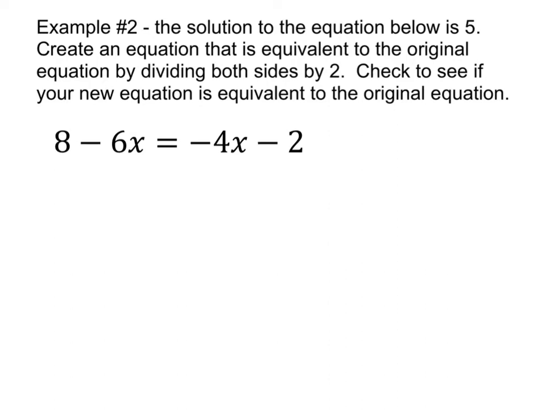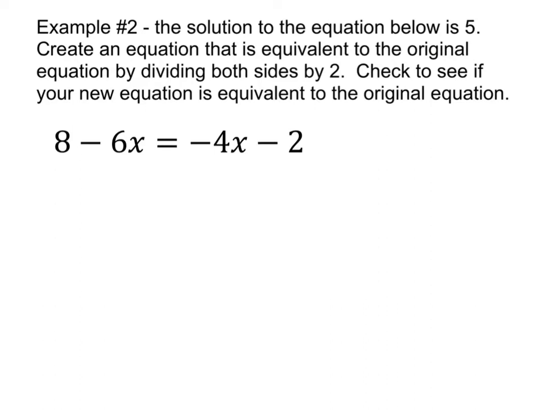Let's take a look at this equation: 8 minus 6x equals negative 4x minus 2. The solution to this equation is 5. Here's what we're going to do in this example. We're going to create an equation that's equivalent to the original equation by dividing both sides by 2. And then we'll check, just to be sure, that our new equation is equivalent to the original equation.